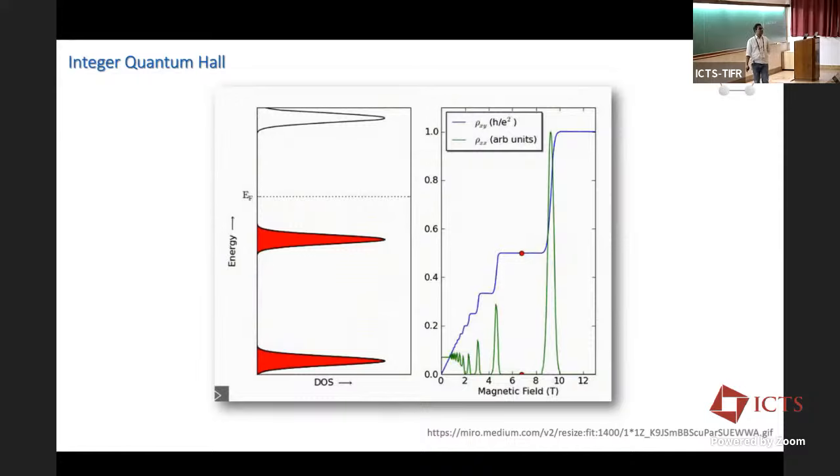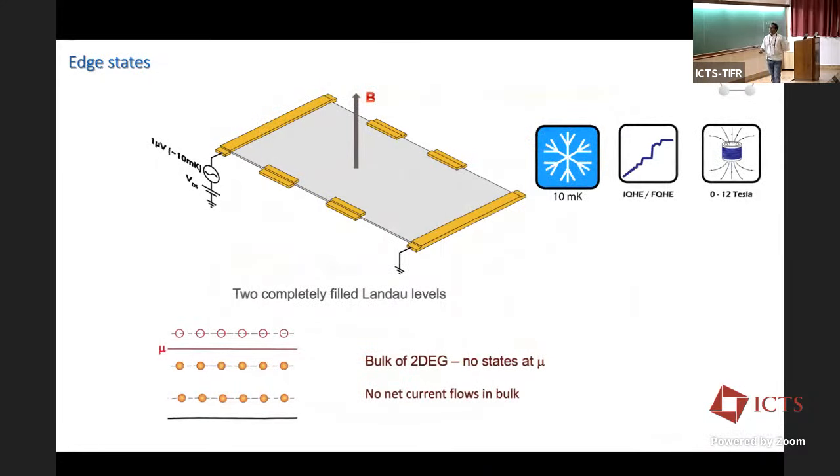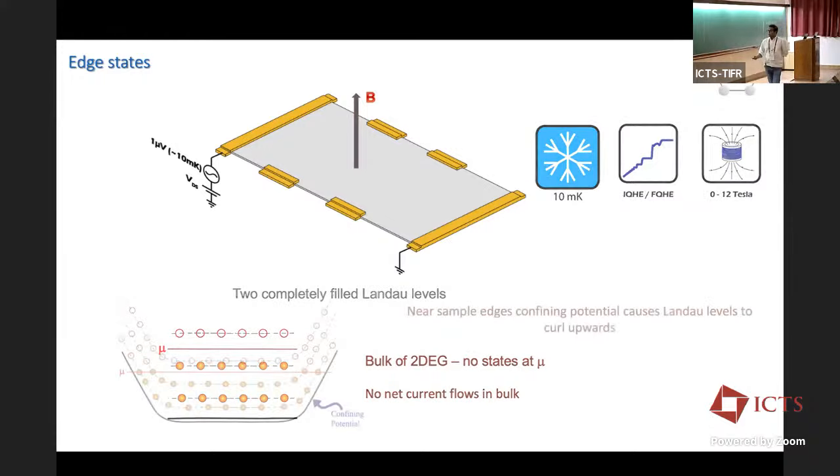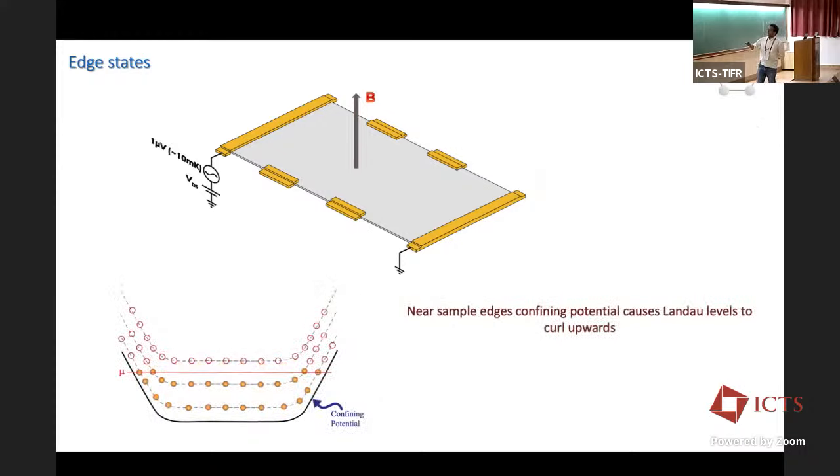We can understand this from a single particle picture. So I have two completely filled Landau levels. These are the two filled Landau levels. This is my chemical potential. In the bulk, there are no states at the chemical potential, and therefore no currents can flow in the bulk. However, at the edges of the sample, I have a confining potential, which causes these Landau levels to curl up. And wherever these Landau levels curl up, the chemical potential now intersects these Landau levels.